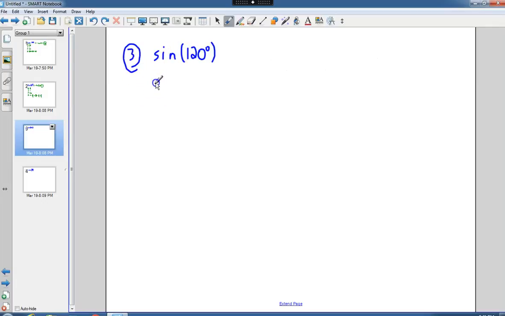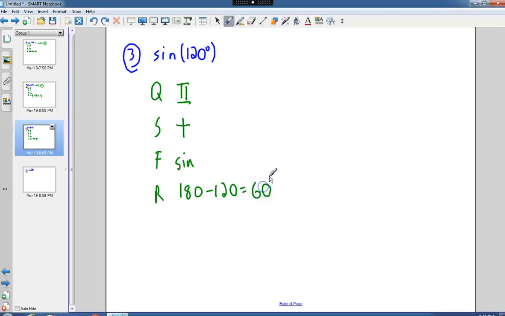All right, next problem. We are asked to calculate the sine of 120. So I'll set up my Qsfr. The 120-degree measure terminates in quadrant 2. The sign of sine in quadrant 2 is positive. Our function is the same as what we're starting off with, so that's sine. And the reference angle to 120 degrees, well, I'm in quadrant 2, so I take 180 degrees and subtract 120 from that to get my reference angle of 60 degrees.